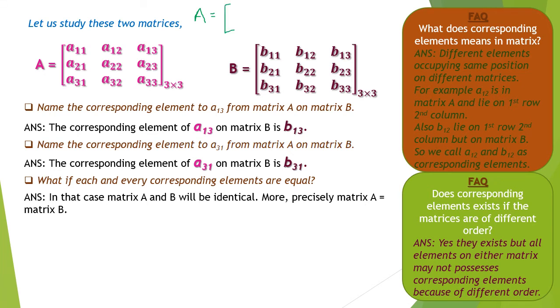Now it is a 2x2 matrix with elements 1, 2, 3 and 4, and we have matrix B. Now the matrix A is of order 2 cross 2. Now if the matrices are of different order, we are going to examine it. We are constructing matrix B with 5, 6, 7, 8, 9 and 10, which is different in order from matrix A.